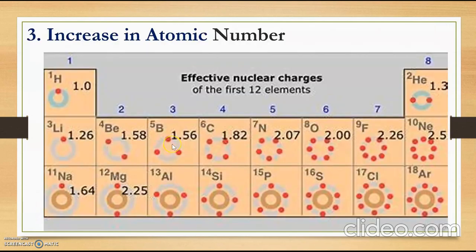Now next, the third factor is increasing atomic number, that is, effective nuclear charge. We know that as we move from top to bottom, the atomic number goes on increasing. As a result, the effective nuclear charge also increases. As a result, the ionization energy decreases.